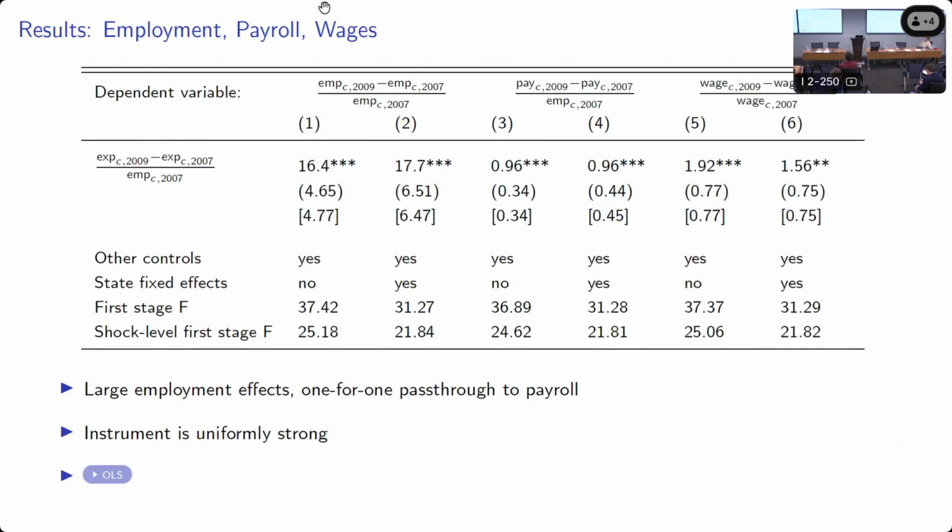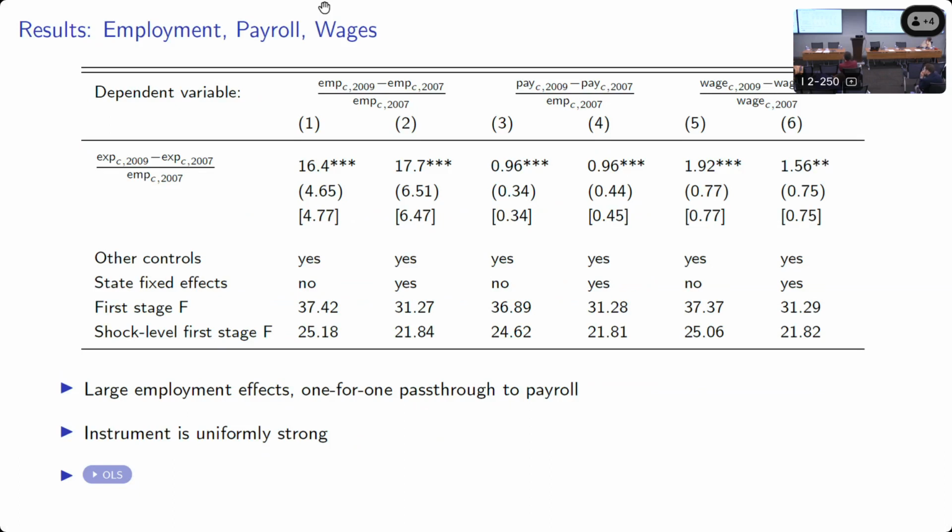And so here are some results. Here's employment, here's payroll, here are wages, with and without controls. I want to highlight that the shock-level first stage is high across all of the results. Whenever you implement the Borusiak approach, you get worse F-stats, but ours are still pretty good. Whether or not we have controls, the effects are positive, significant, and similar.